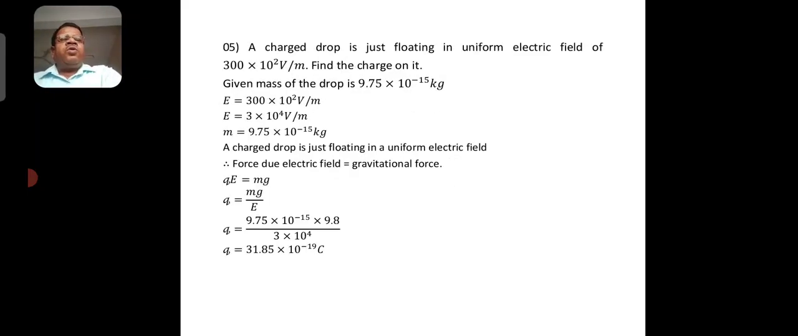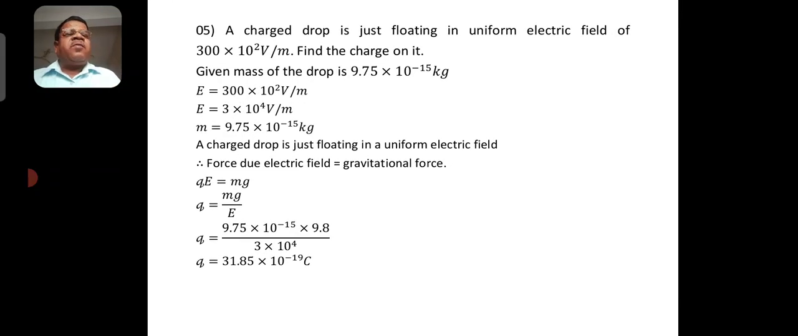Now we go to the fifth problem. A charged oil drop is just floating in uniform electric field of 300 into 10 to the power 2 volt per meter. Find the charge on it. Given mass of the drop is 9.75 into 10 to the power minus 15 kg.